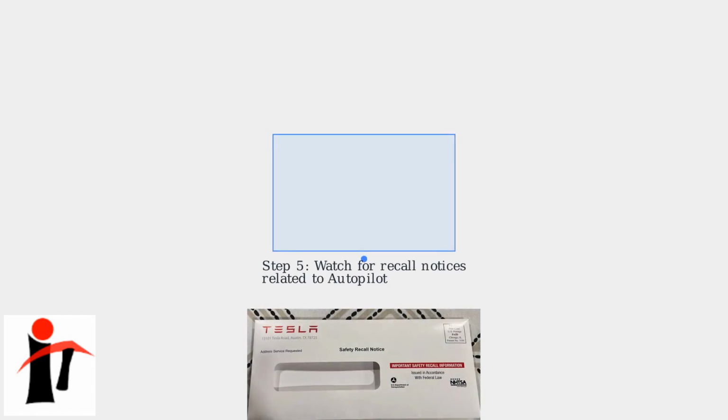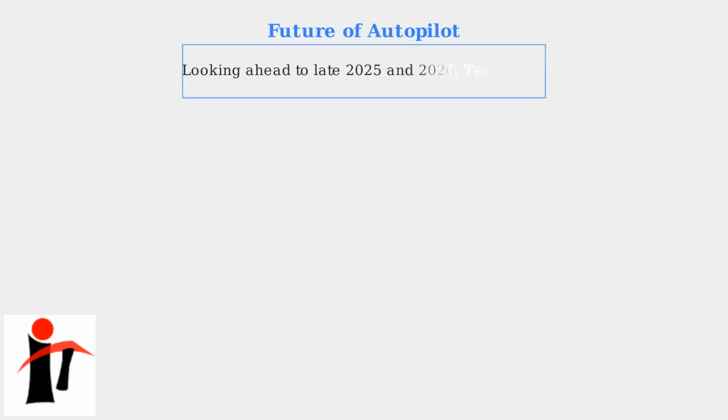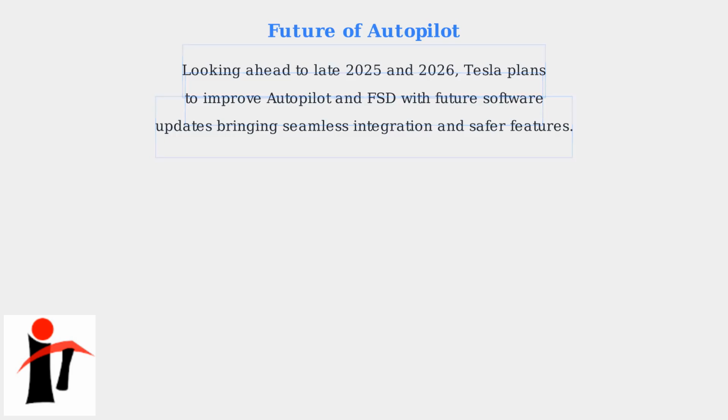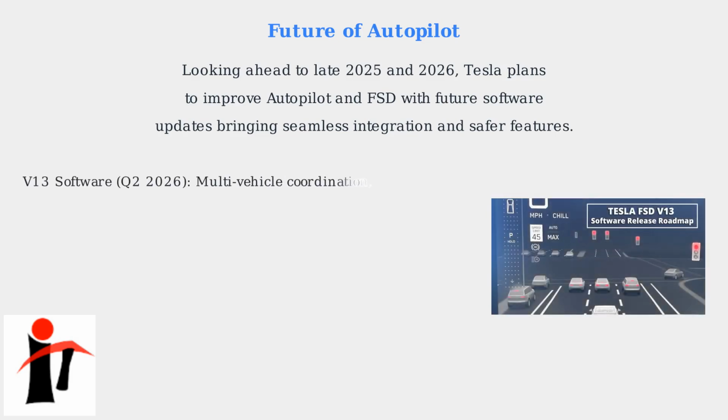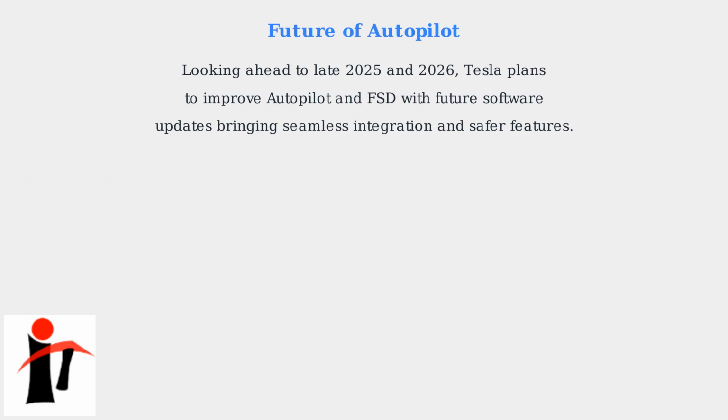Finally, keep an eye out for any recall notices related to Autopilot, as Tesla may issue updates to address potential safety concerns. Looking ahead to late 2025 and 2026, Tesla plans to improve Autopilot and FSD with future software updates, bringing even more seamless integration, safer features, and enhanced data privacy. Keep an eye out for new developments with software version V13. The upcoming V13 software, expected in Q2 2026, will introduce multi-vehicle coordination and predictive routing, potentially reducing energy use by 15% through optimized driving paths.